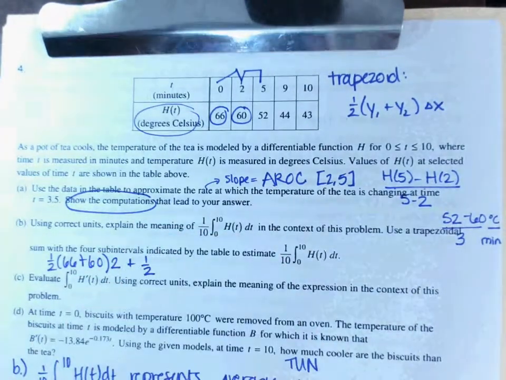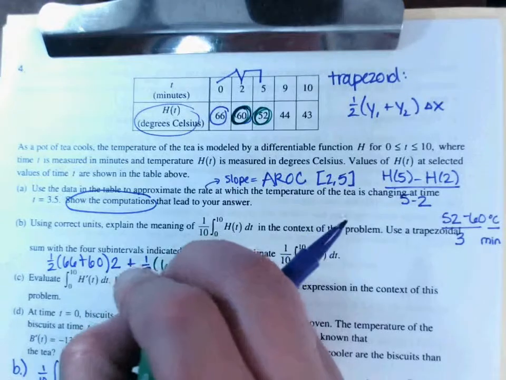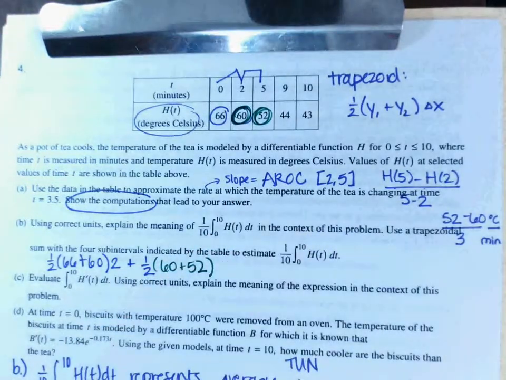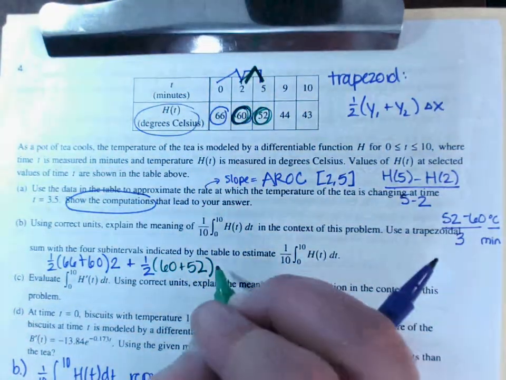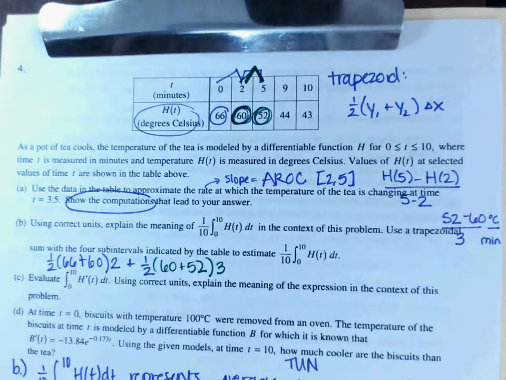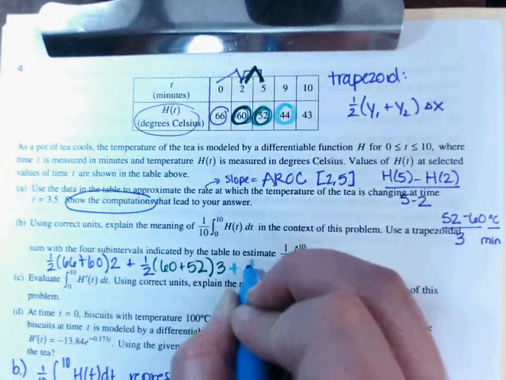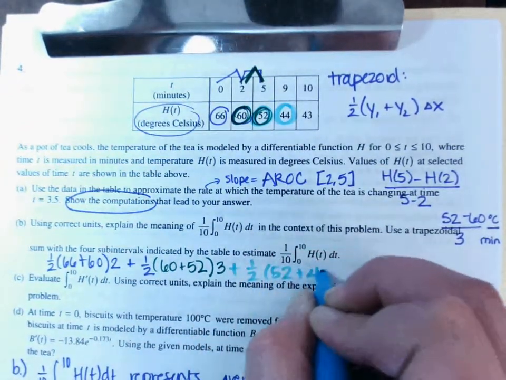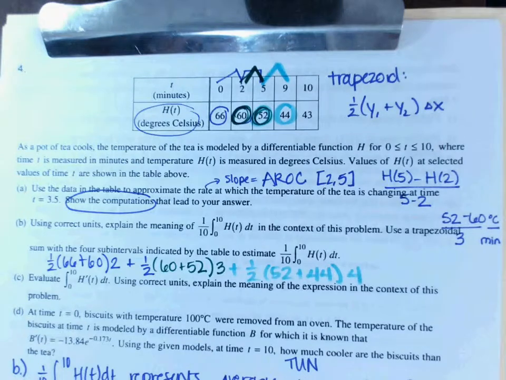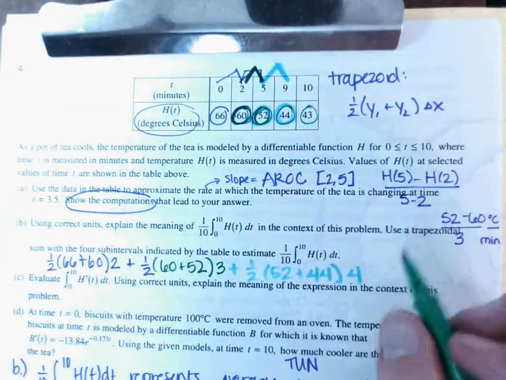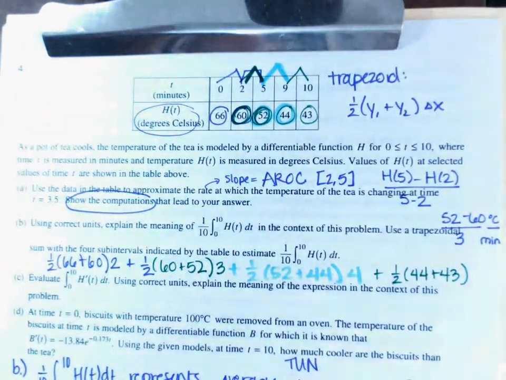Then 1/2. Now I'm going to add 60 and 52. 60 and 52 are my next two bases. And then from 60 to 52, what was the distance on the x-axis between 2 and 5? That would have been 3, right? Okay, then my next one, I'm doing 52 and 44. So plus 1/2, 52 plus 44. But then the width between those two from 5 to 9 is 4. And then for your last one, you're doing 44 plus 43. Remember, 1/2 still in front of that. And then the delta x from 9 to 10 would only be 1.